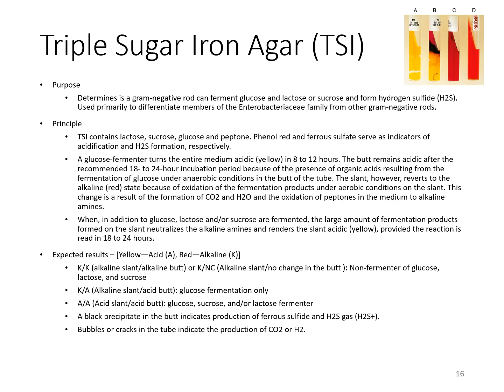If lactose and sucrose are fermented, then there would be an overproduction of the acid, so the slant as well as the butt would all turn yellow.